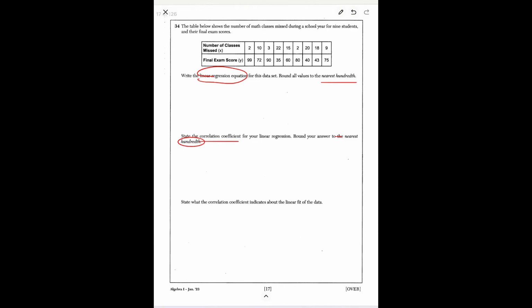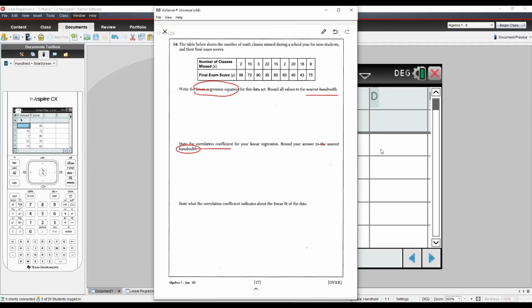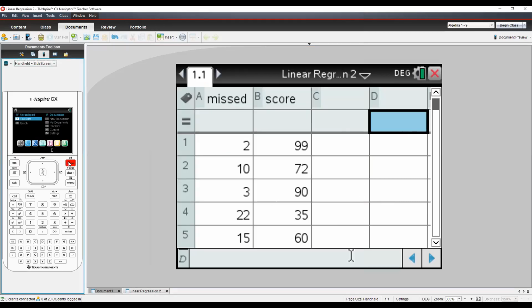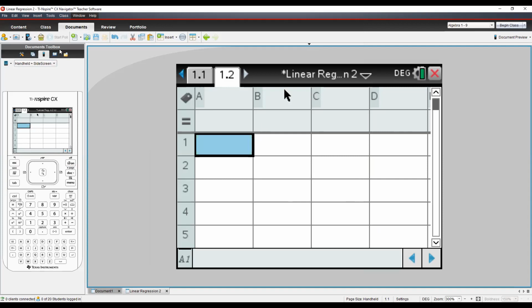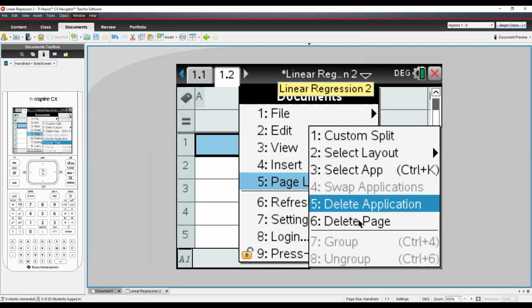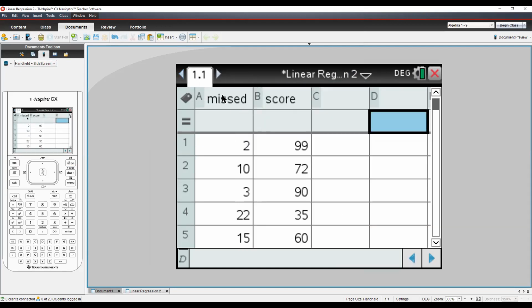So let's do that. So again, you go to your calculator, you go from the home screen, you go to the spreadsheet, but I don't want to use this one. So let's delete this page because I've already got it. All right, so I've got the scores. I call the X value the missed days, and I call the Y value the final score. I entered all 9 students.